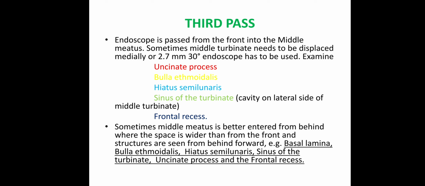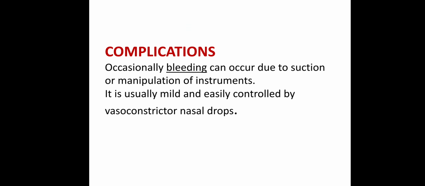Sometimes the middle meatus is better entered from behind, where the space is wider than from the front. The structures seen from behind forward are the basal lamina, bulla ethmoidalis, hiatus semilunaris, sinus of the turbinate, uncinate process and frontal recess.